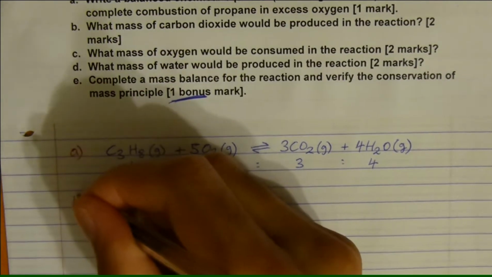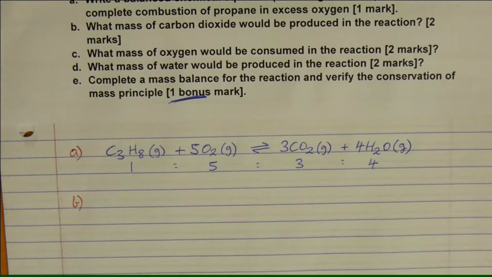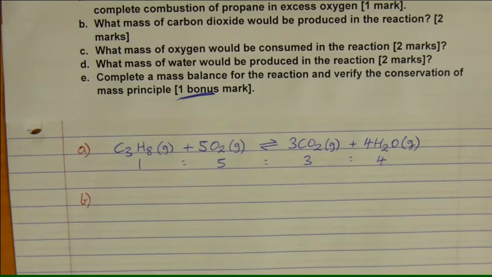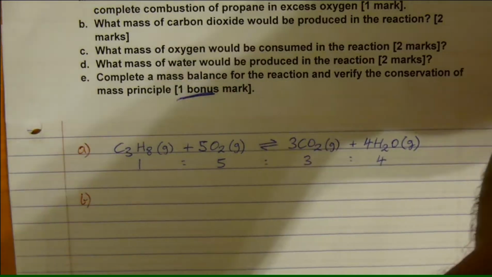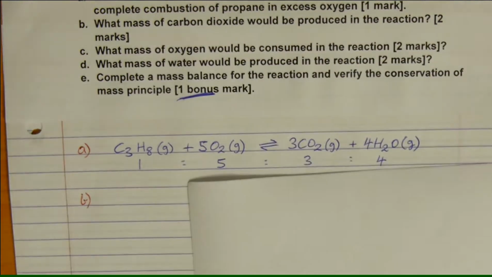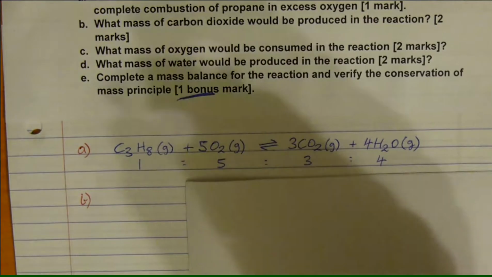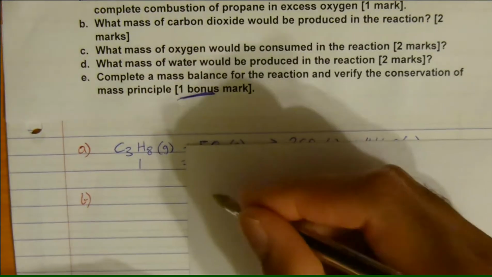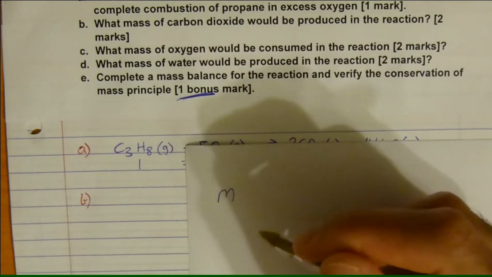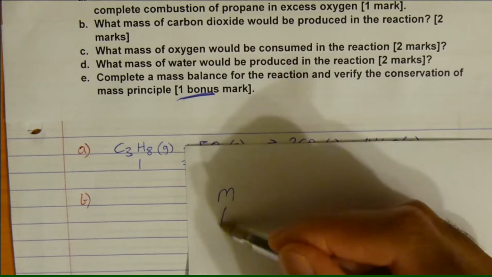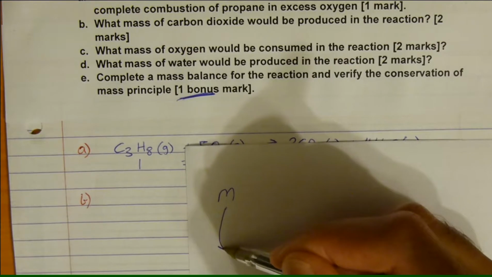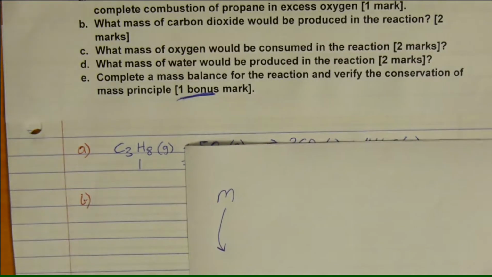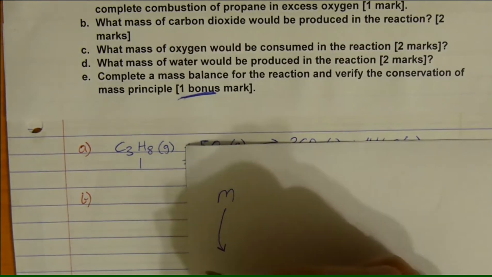Part B, this is where we get into the real stoichiometry, or the mole calculations. Now, I'll just show this in more of a diagrammatic form for you. Essentially what we're going to be doing is starting with the mass of one of the reactants, the propane mass. Then we're going to be calculating number of mole.